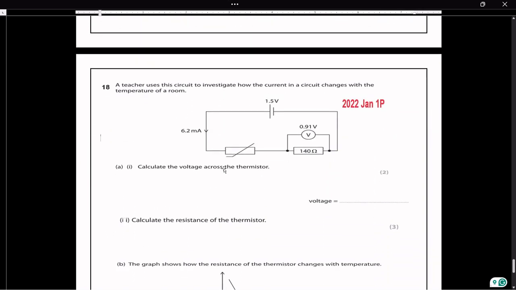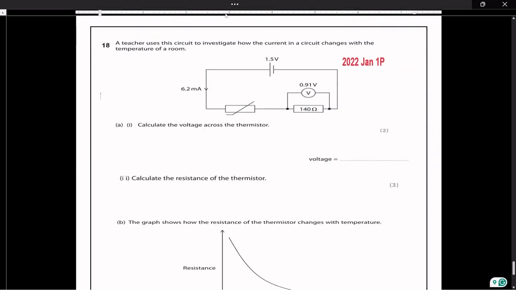The next one is a circuit is shown again. Calculate the voltage across the thermistor. So here a thermistor is given. So let me write it as the component thermistor. So the voltage of the thermistor, let us write V thermistor. This is the fixed resistor, and so this is the voltage across the fixed resistor.